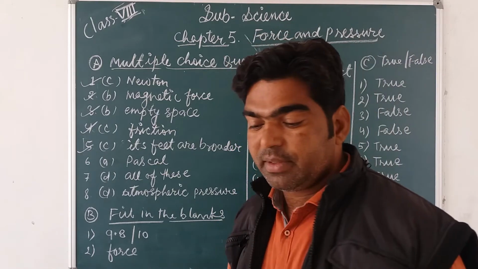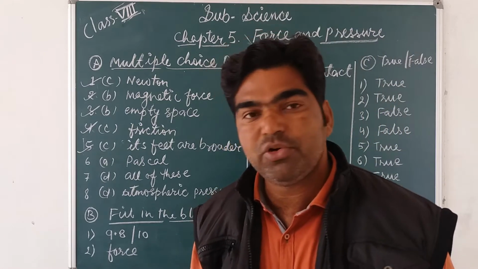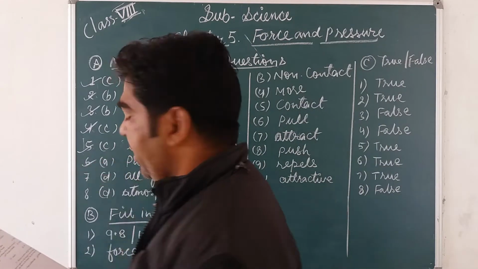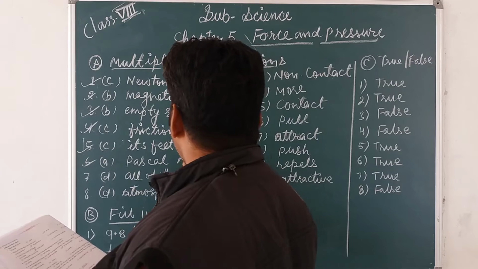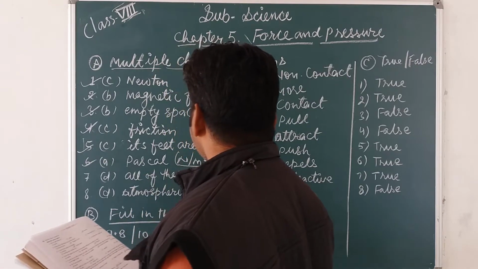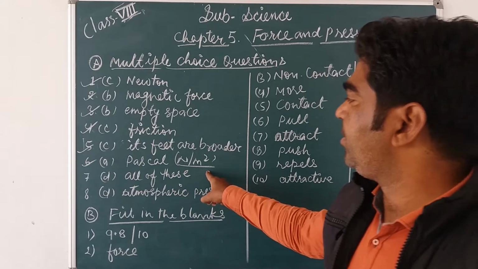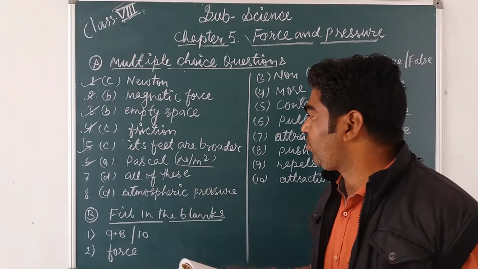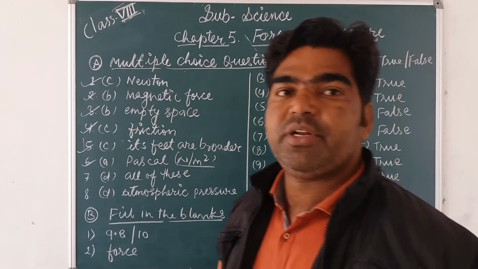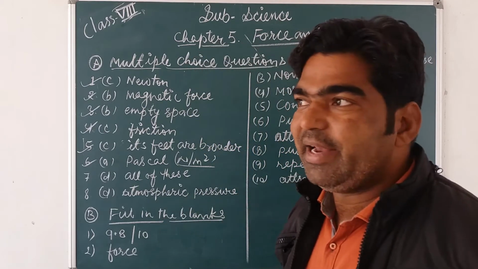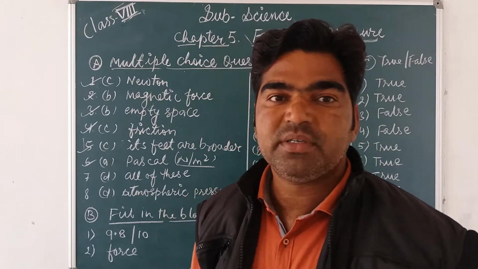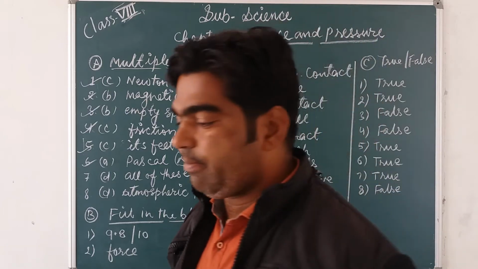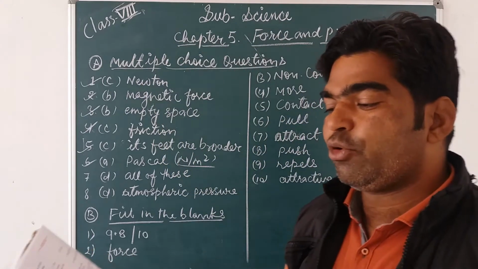Next, question number 6: the SI unit of pressure. As I told you in the beginning, in the first question, the SI unit of pressure is the Pascal. Option A, Pascal. This Pascal is also known as Newton per meter square. But please don't write this down, I am only explaining here. This Newton per meter square is known as Pascal, and this unit is in honor of the great scientist Blaise Pascal. It is also denoted by Pa.